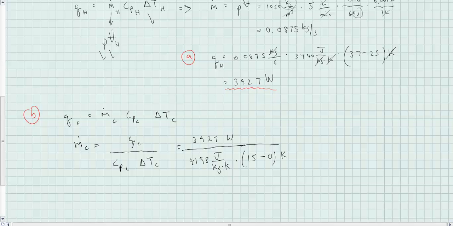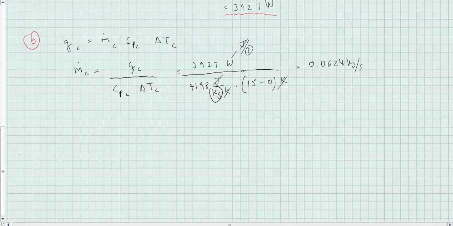So you've got Kelvin. Again, the delta in Kelvin is the same as the delta in Celsius. Those cancel. This goes to a joule per second. So the joules cancel, the kilogram goes on top. The units look good. The value of this is 0.0624 kilograms per second.